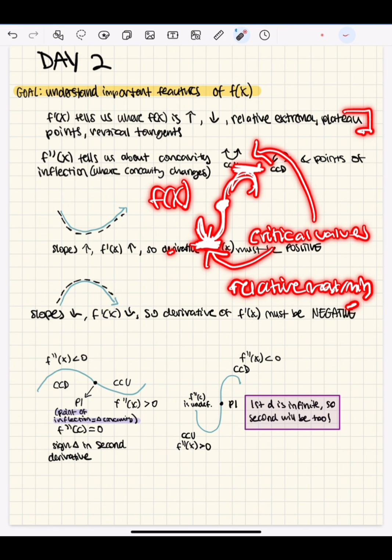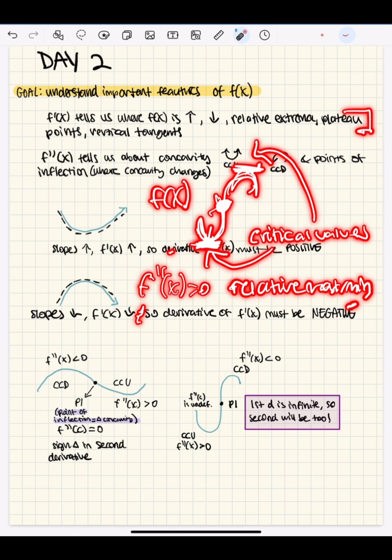The same exact thing goes for this. This is a point of inflection because the concavity changes. However, in order to prove this is a point of inflection, you would need to say that not only is it a point where f double prime x equals 0, but also where the concavity changes from minus to plus or plus to minus. And only once you've said that can you say that it's a point of inflection.